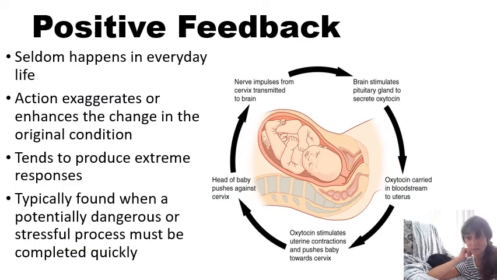Positive feedback seldom happens in everyday life. With positive feedback, we get a stimulus that causes changes that are going to add on to one another, building more and more until we have a desired result. Labor is a great example of a positive feedback mechanism because when the head of the baby pushes against the cervix of the uterus, that causes nerve impulses to be transmitted up to the brain. The brain in turn will stimulate the pituitary gland to release a hormone known as oxytocin.